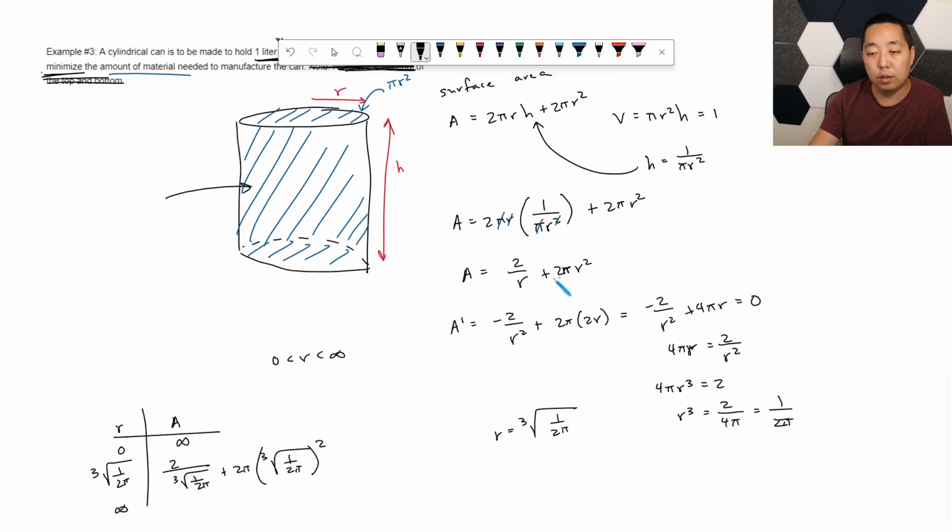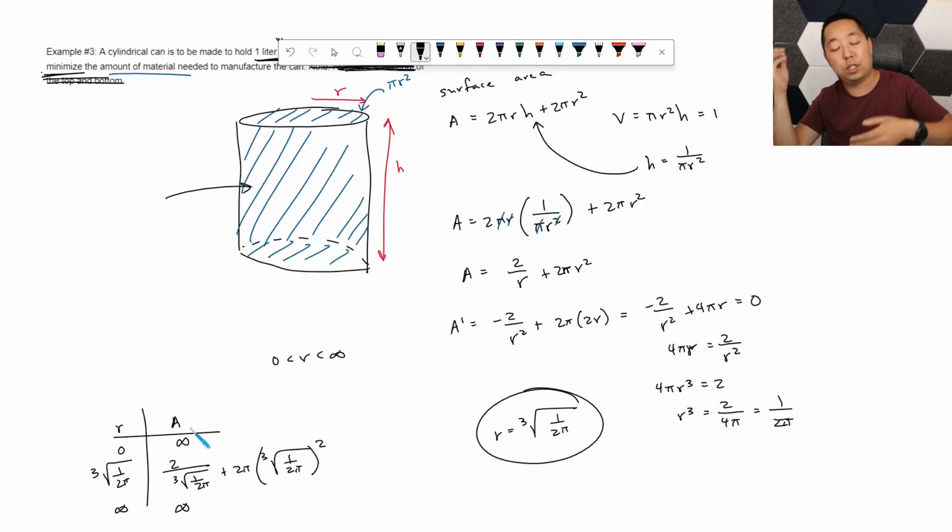This will go to 0, but as r goes to infinity, kind of like our limits, this is going to explode to infinity. So this is definitely our minimum. Right, so I don't know the exact dimensions, but it's definitely smaller than the two end bounds, which are going to be infinite.